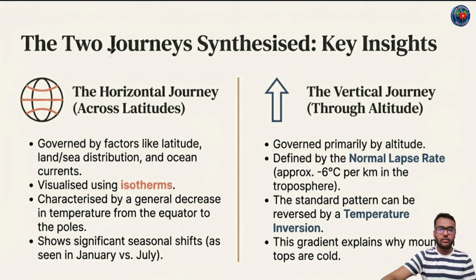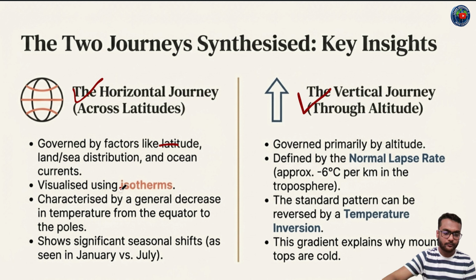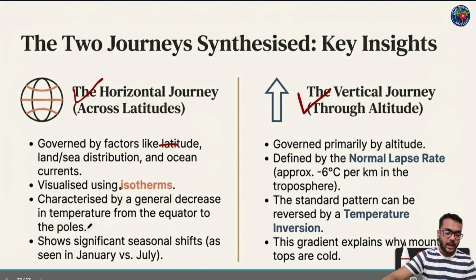Now there is some difference between horizontal distribution of temperature and vertical distribution of temperature. Horizontal distribution of temperature on the Earth's surface is governed by factors like latitude, longitude, land sea distribution, and ocean currents. It is visualized using isotherms and characterized by a general decrease in temperature from the equator to the poles, and significant seasonal shift as seen in January versus July.